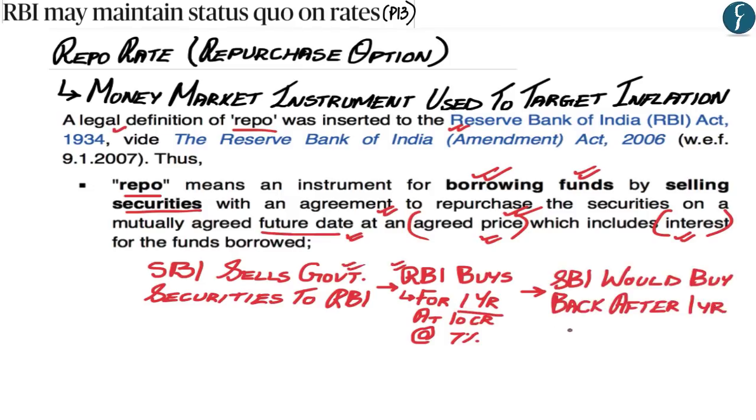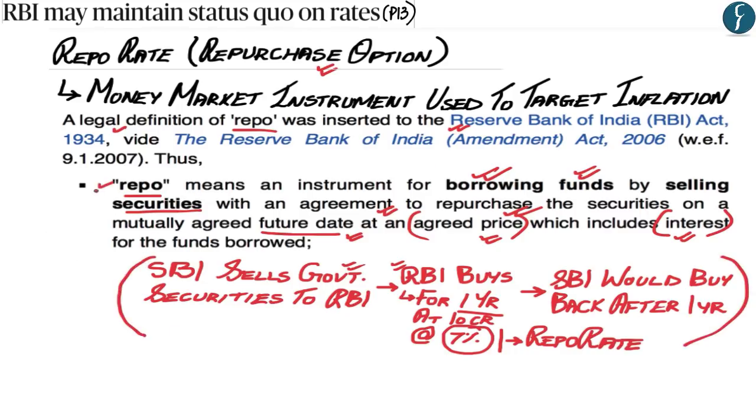And the State Bank of India would have to buy back these government securities from the Reserve Bank of India at an interest rate of 7%. And this interest rate of 7% is known as the repurchase option or the repo rate, wherein the State Bank of India is repurchasing these government securities, and the rate at which this repurchase is being done is known as the repo rate. Now you have to understand that this is a simplified example, but hopefully you've understood the functioning of the repo rate.